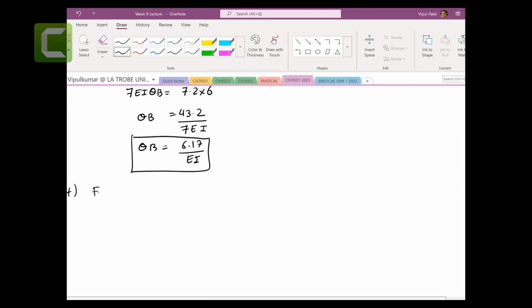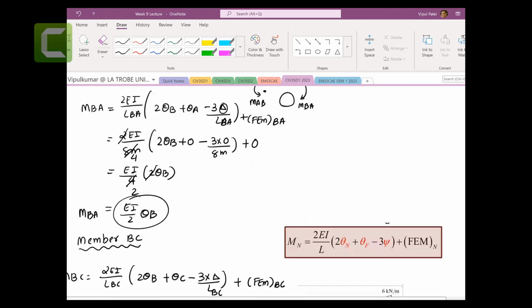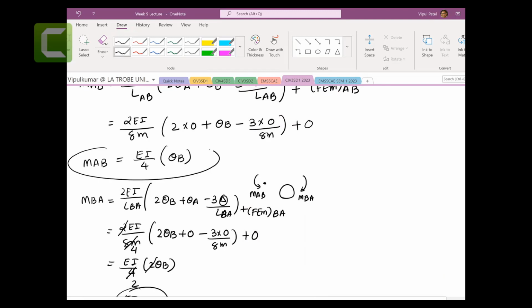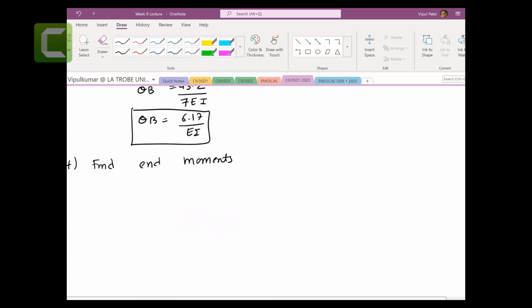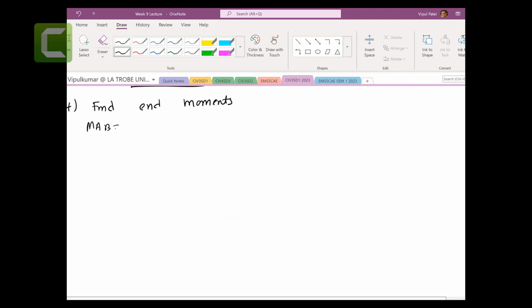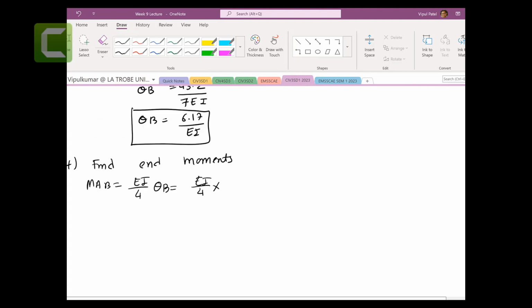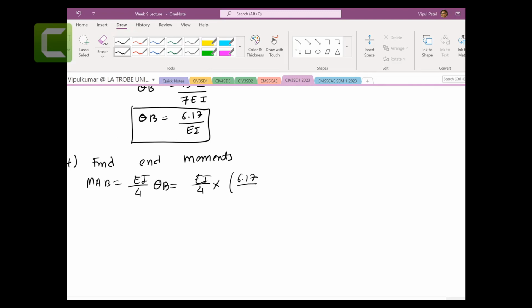Step number 4, we're going to find the end moments, once you find these rotations. Now to find the end moments, we can go back and take the equations. MAB was EI on 4 theta B. So EI on 4 theta B was 6.17 on EI. So EI cancels. 6.17 over 4, 1.54 kilonewton meters.